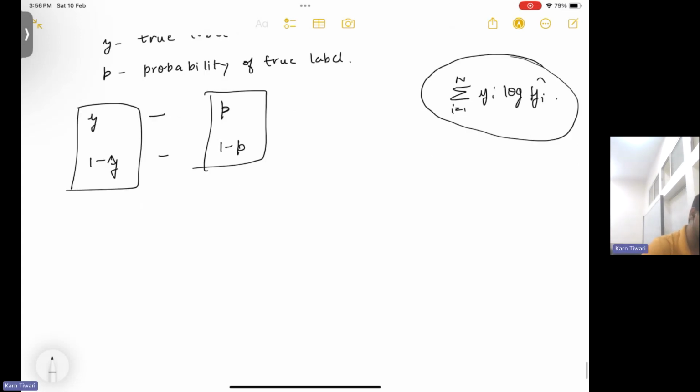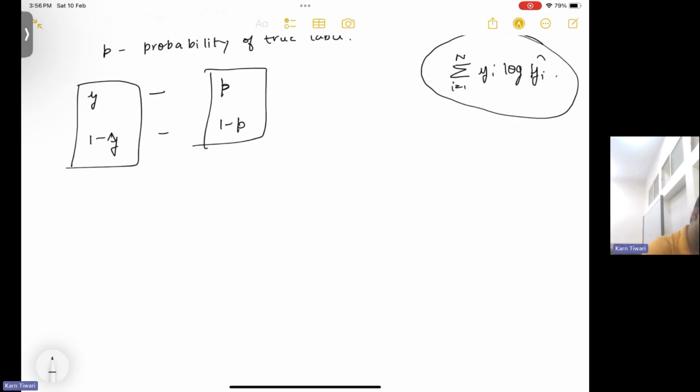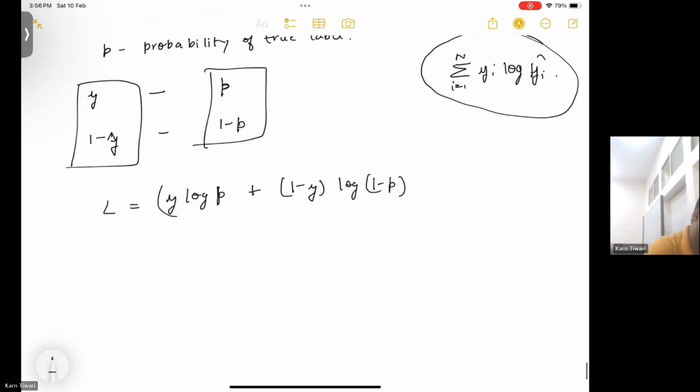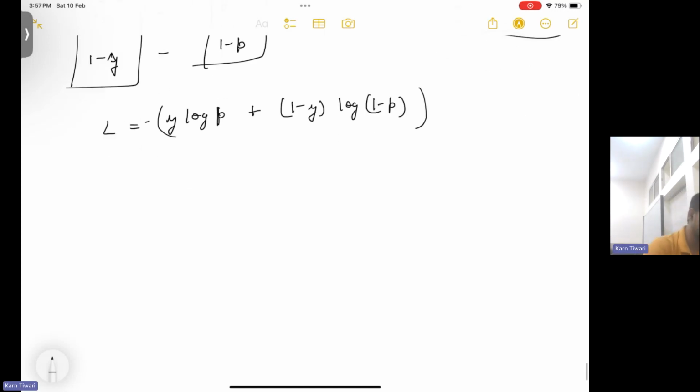So binary cross entropy we want to calculate is simply y log p plus 1 minus y log 1 minus p. So this is my loss function. And there is a minus sign, I forgot. So the option is B. Now let's move on to the third question.